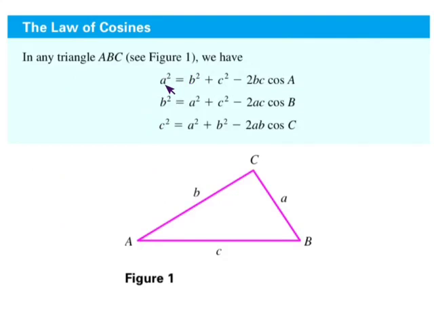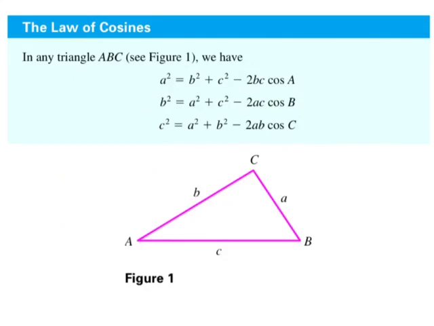Namely, a squared equals b squared plus c squared minus 2bc cosine A. And then b squared equals a squared plus c squared minus 2ac cosine B. And then c squared equals a squared plus b squared minus 2ab cosine C.